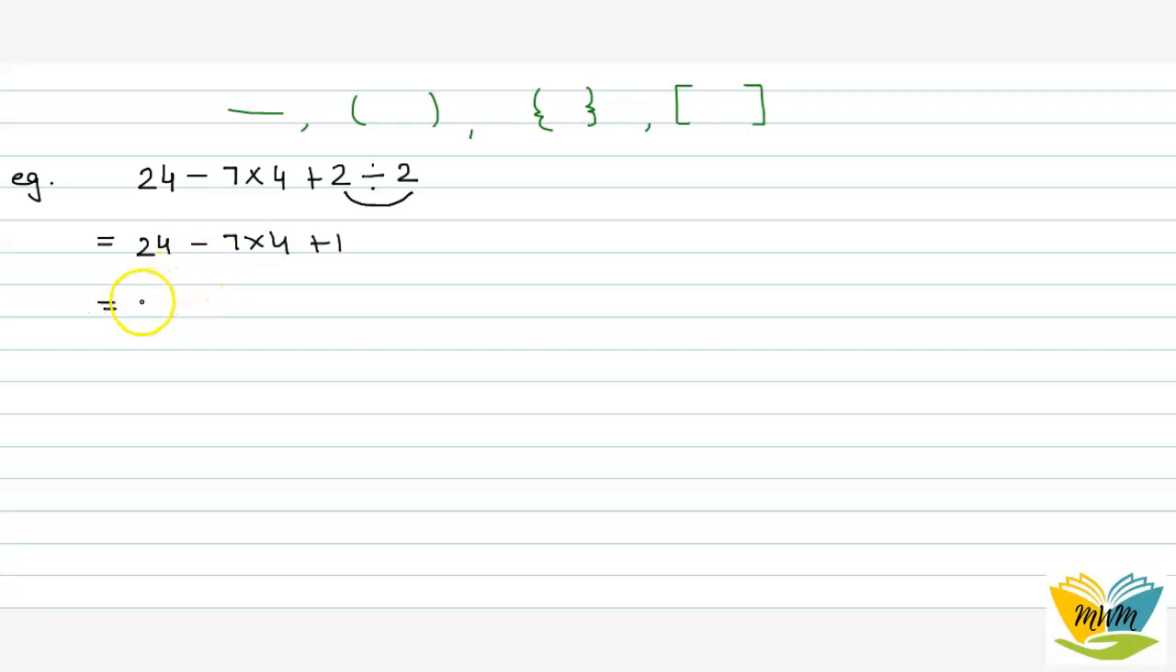Now multiplication operation. We will multiply 7 and 4. 7 fours are 28. Now 24 minus 28 plus 1 is left. After multiplication, we will do addition. 24 plus 1. Both are positive, so we will add these two numbers and get 25. Now 25 minus 28, we get minus 3 as our answer.